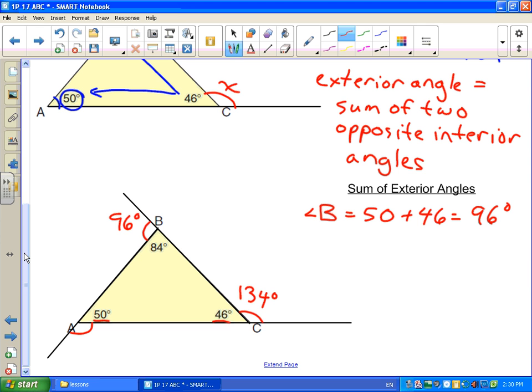And how can I figure out what angle A is going to be here? What two numbers do I have to add together to figure out angle A?